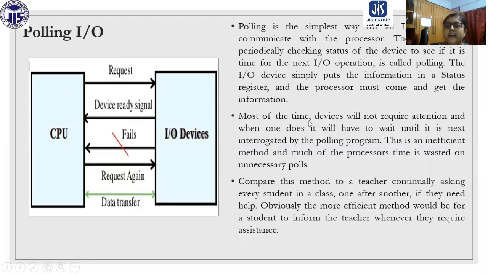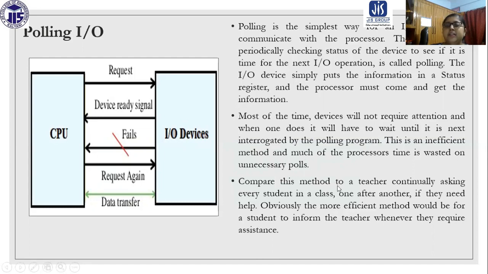So the processor initiates this and periodically checks for any I/O. Most of the time devices will not require attention, and when one does, it will have to wait until it is next interrogated by the polling program. This is an inefficient method and much of the processor time is wasted on unnecessary polls. Maybe the device is not ready and has no I/O operation, but the processor is going to keep polling because it is a periodical job.